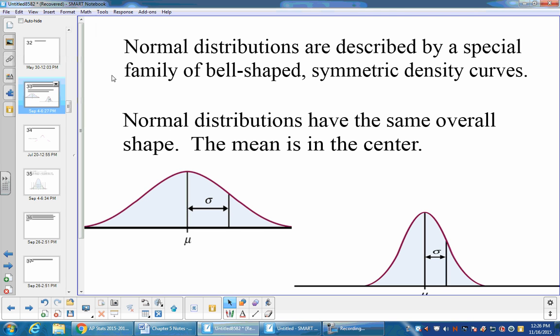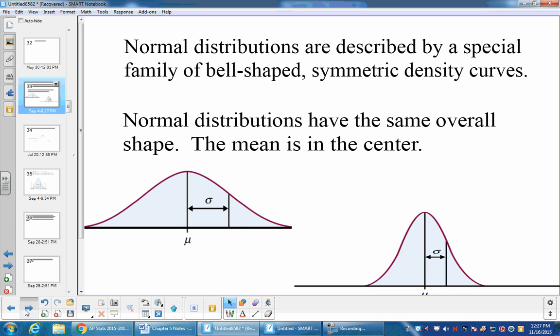Hello, welcome. Today we're learning about normal distributions, and normal distributions are described by a special family of bell-shaped symmetric density curves. Now, they look like this down here. See how they kind of look like a bell? That's a normal distribution. They have the same center. The center is mu, and their spread is described by their standard deviation. They have the same overall shape. So every normal distribution, if you describe something by a normal distribution, everybody knows what shape that is.